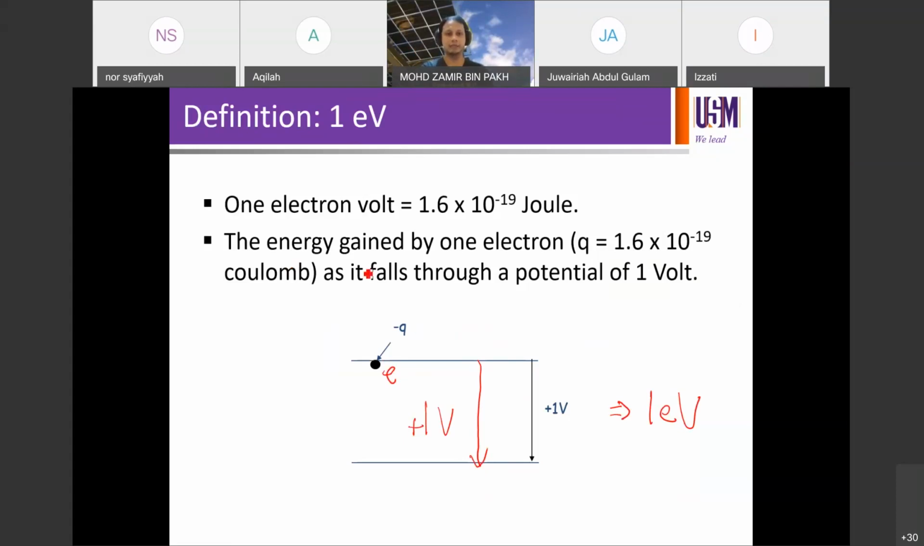So the energy gained by 1 electron through this positive potential as it drops through 1 volt. So that will give you 1 electron volt. So that's basically 1 electron, with the charge of 1.6 times 10 to the minus 19 joule times 1 volt. So that will give you 1 electron volt.